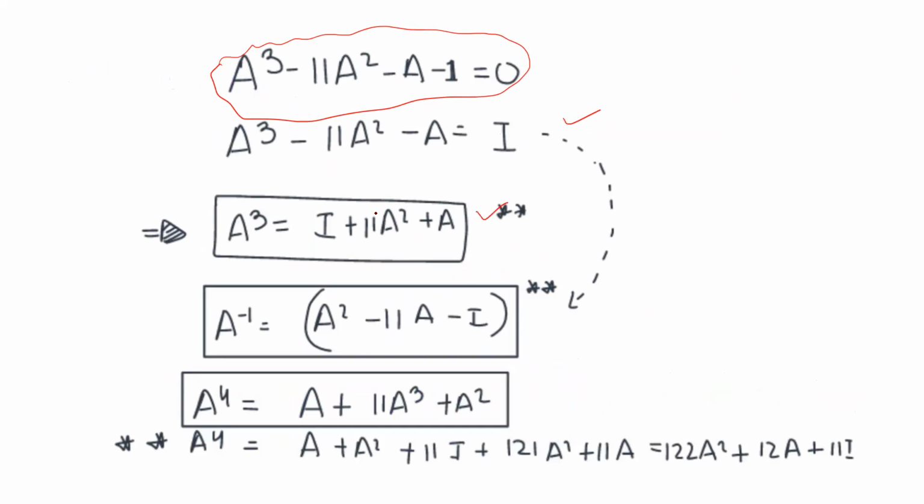This is true. So we can find here A cube. What is the value of A cube from here? A inverse from here, and A to the power of 4 from here. Okay. How we will find A cube? A cube is, from this equation, I plus 11A square plus A.